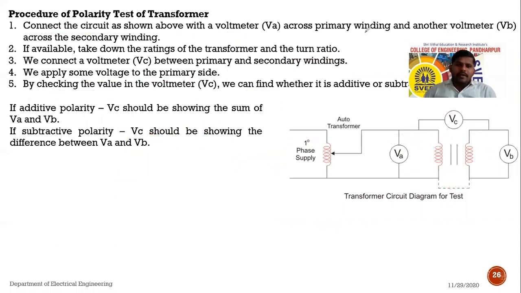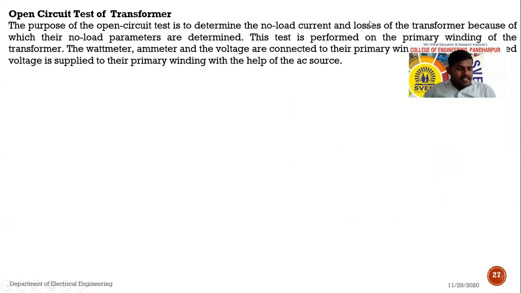Okay. Now we will discuss the next test, that is the open circuit test of the transformer. Open circuit test, or we can call it a no load test. Open circuit, so the secondary terminal is open circuit. That means the transformer is on no load condition. We have already discussed some parameters when the transformer is on no load condition. Similar parameters can be obtained by performing the OC test.